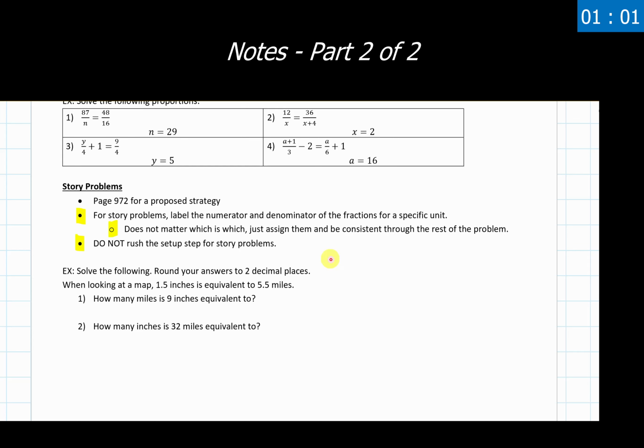When we're going through and labeling these things, the ordering of which unit does or doesn't go where, which number does and doesn't go where, specifically the units, doesn't really matter. We just need to assign them and then be consistent throughout the rest of the problem. I recommend as you are going through this, if you're writing notes down for yourself, start this last part. Do not rush the setup step for story problems.